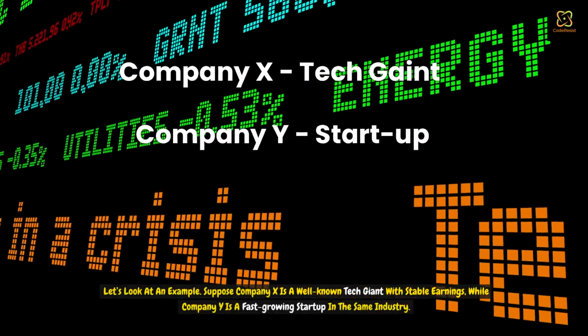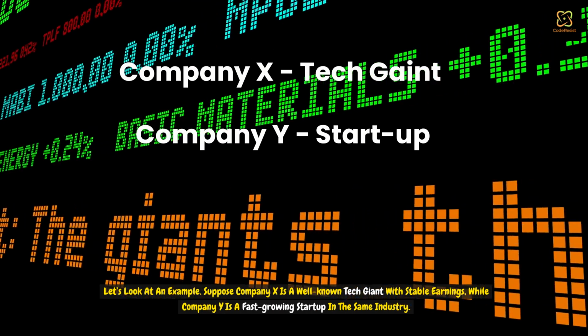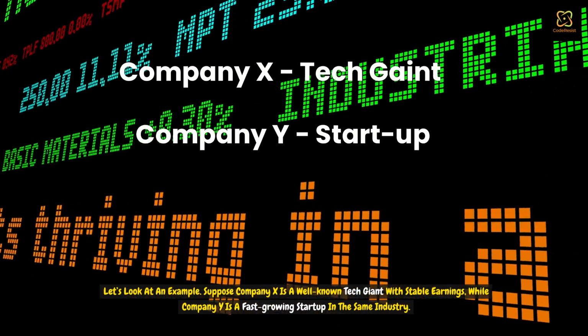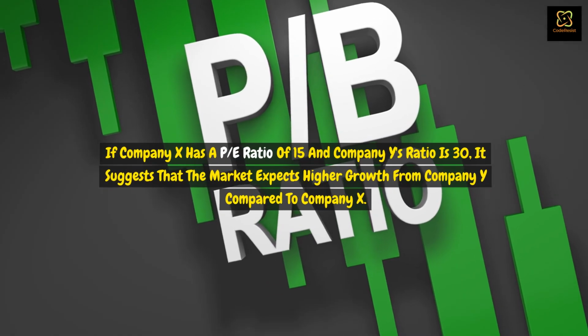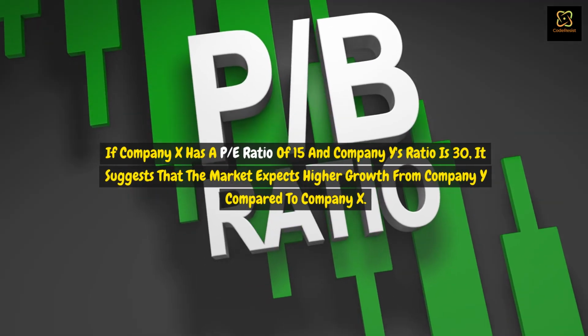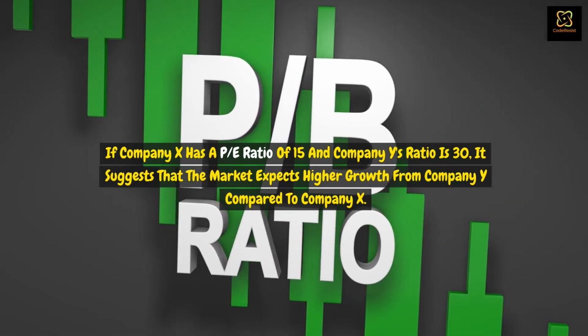Let's look at an example. Suppose Company X is a well-known tech giant with stable earnings, while Company Y is a fast-growing startup in the same industry. If Company X has a PE ratio of 15 and Company Y's ratio is 30, it suggests that the market expects higher growth from Company Y compared to Company X.